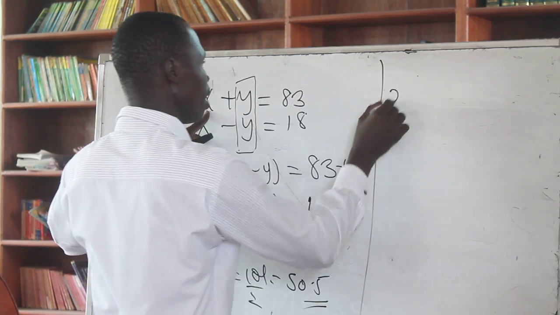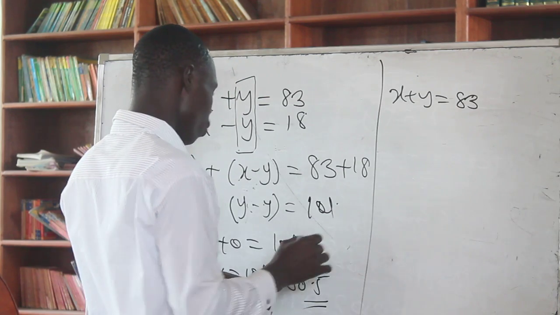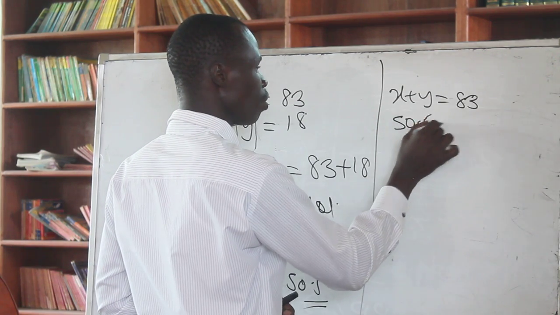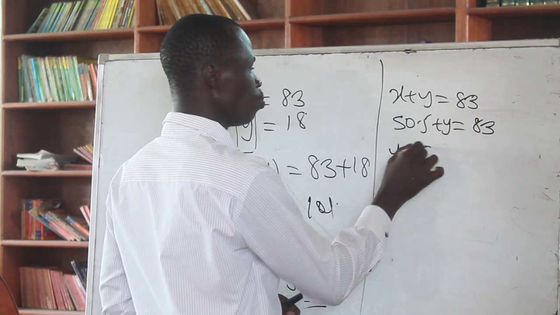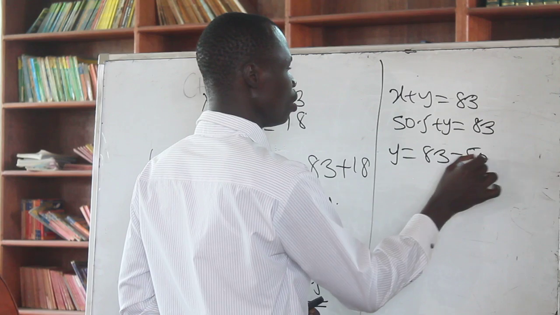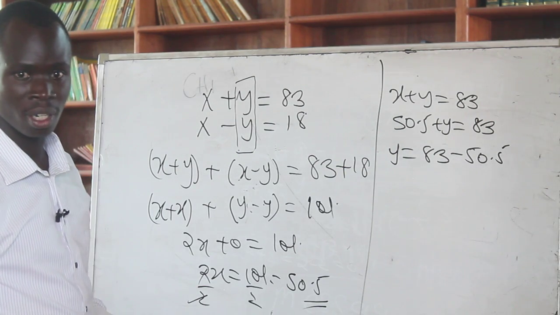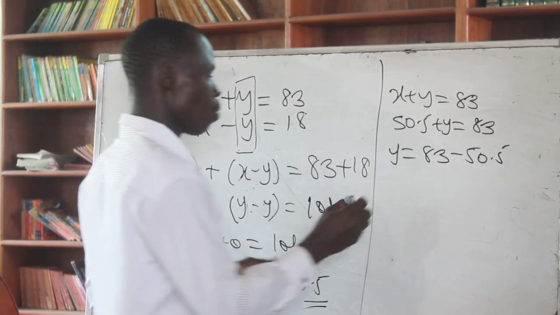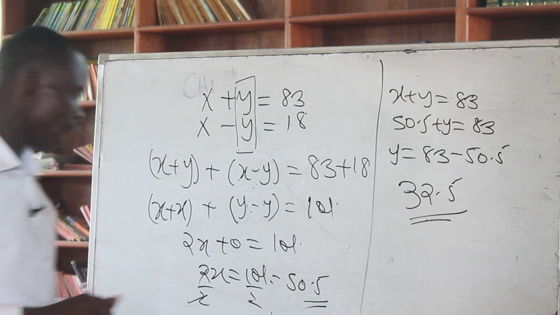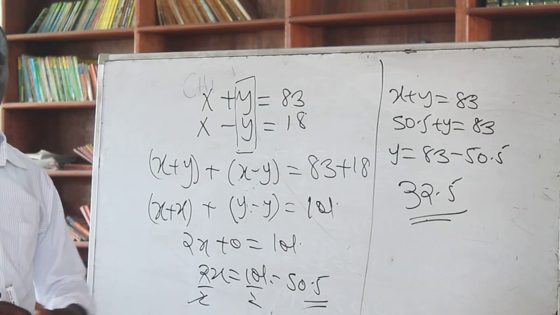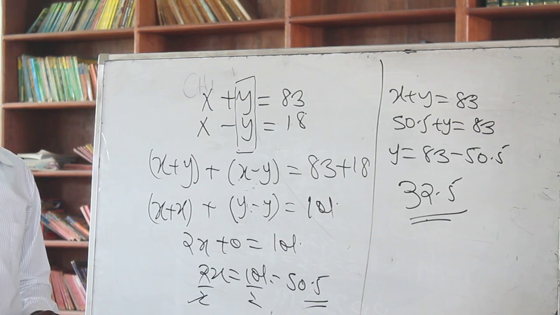Having that, we come back to this equation. We say x plus y is equal to 83. But we found our x to be 50.5, so 50.5 plus y is equal to 83. Y is equal to 83 minus 50.5. What does it give us there? 32.5. In other words, our y is 32.5. So our x will be 50.5, while our y will be 32.5. So that was the first example.